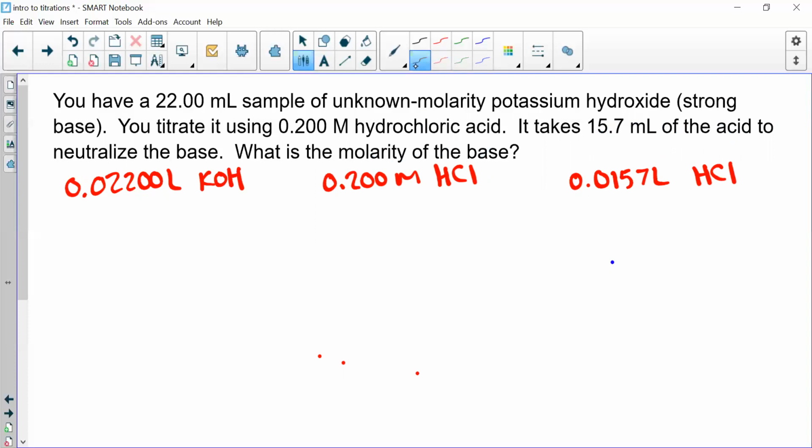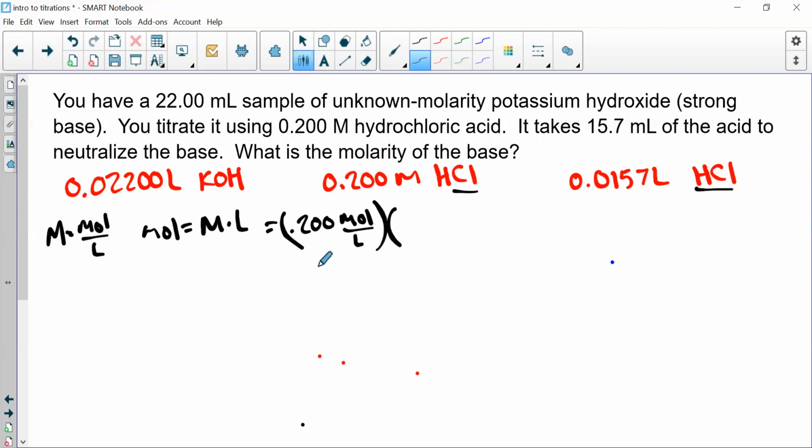All right, at this point, I say, which of these do I know 2 things about? Well, I know 1 thing about the KOH, 2 things about this. So I know my molarity and my liters of the HCl. So you're going to use the formula molarity equals moles over liters, or moles equals molarity times liters, to find moles of the one that you know 2 pieces about. So the moles is going to be 0.200 molar, or I could say moles per liter for the sake of getting units to cancel. Liters is 0.0157 liters. Liter cancels liter. I'm left with moles, which makes sense.